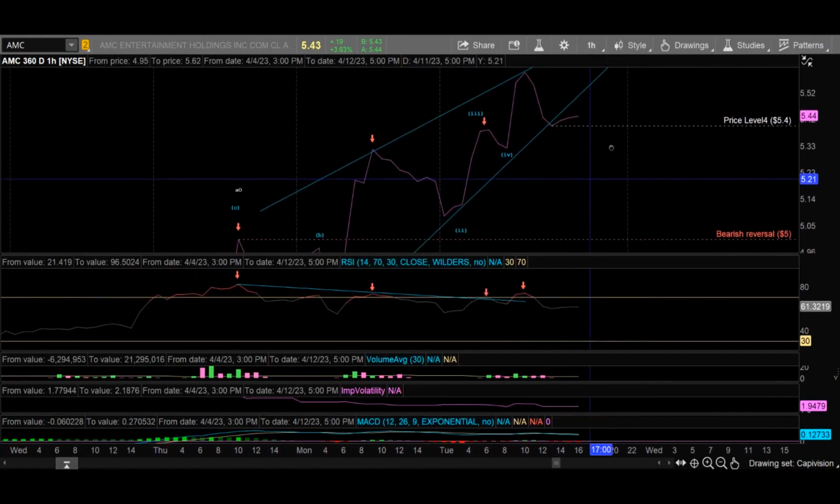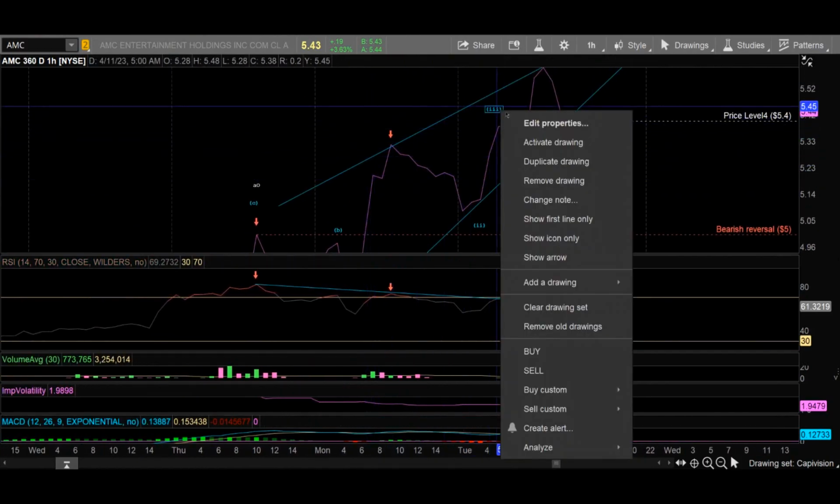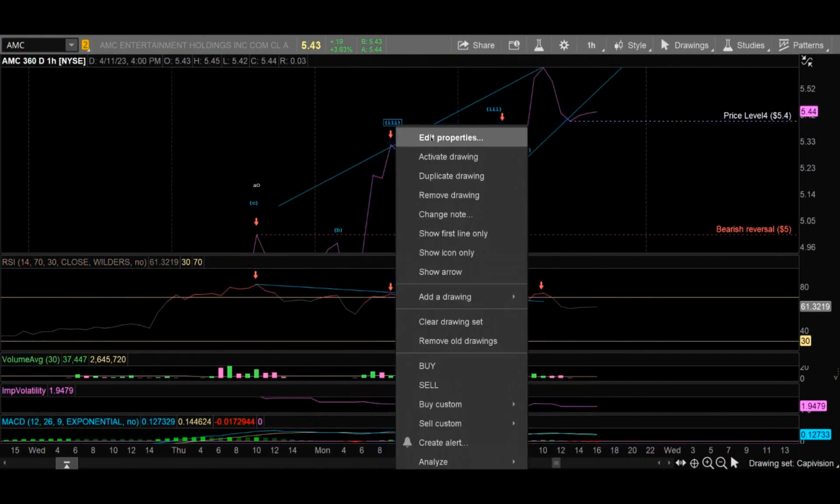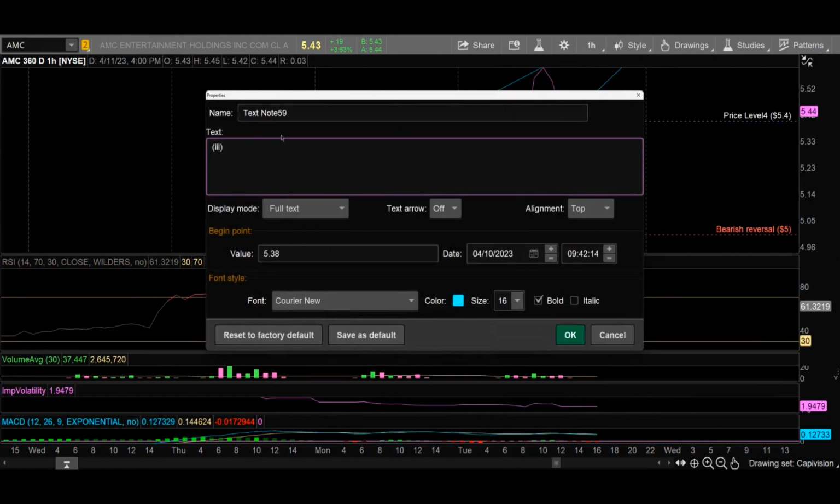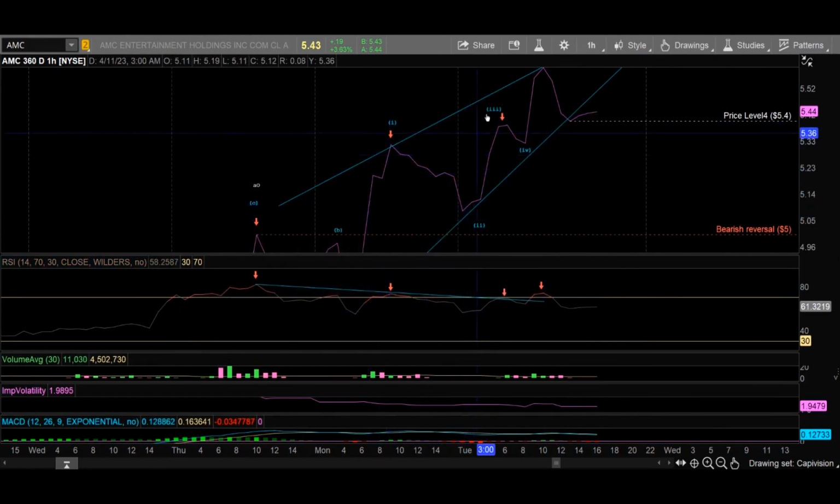Did I really delete the 1 too? Jeez, come on, Cap. Label the stuff. Just label it. Just do it. There we go. 1, 2, 3, 4.